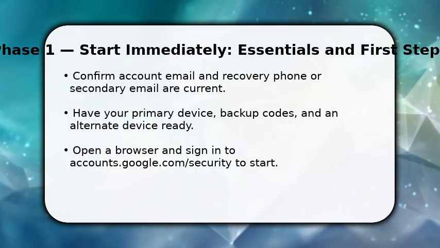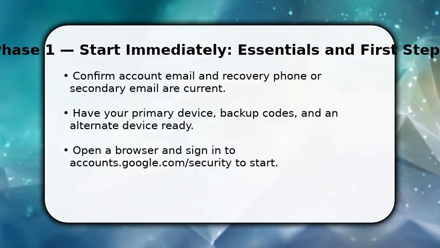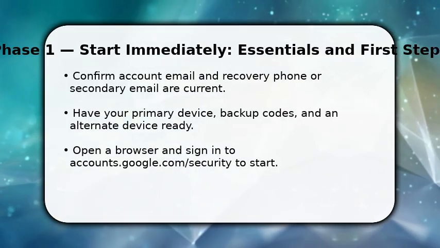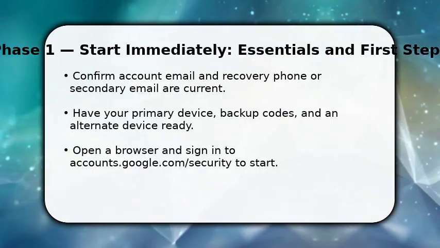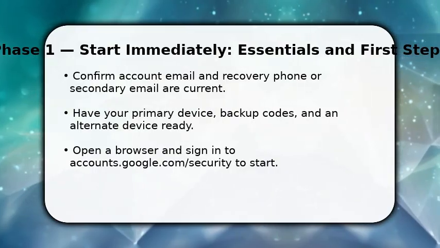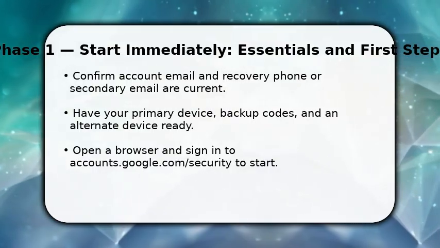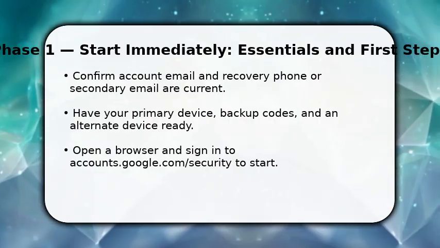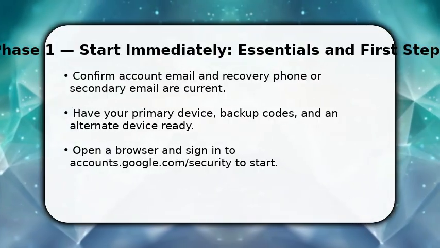Once signed in, make sure your primary phone is nearby, enable prompts if available, and generate a fresh set of backup codes. You'll need one to regain access if your device fails, so download or print them. Also add an alternate phone and an authenticator app. This sets the foundation for the next, deeper steps.